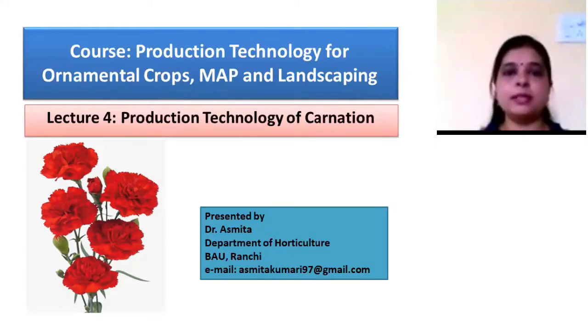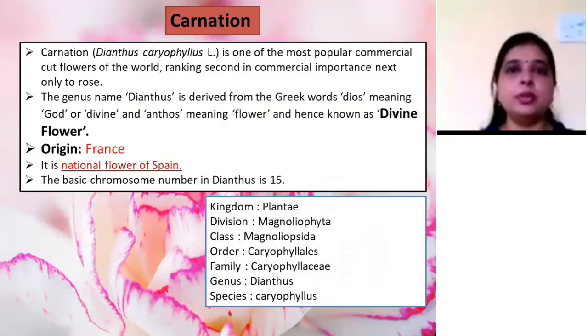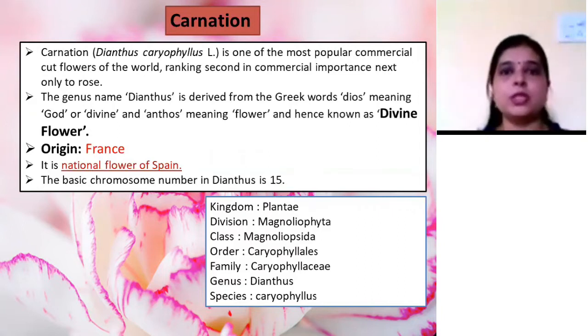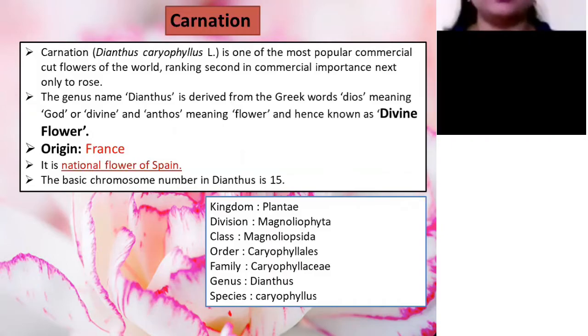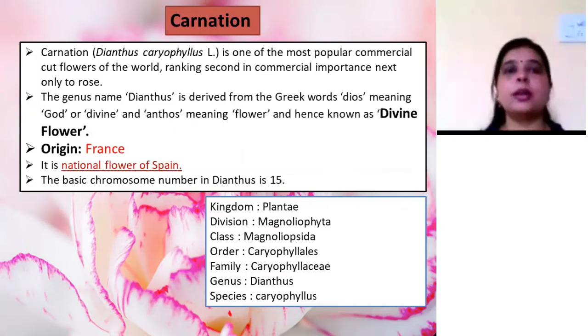Today I will take the class of Production Technology of Carnation. You must have heard of this well-known flower crop, the carnation. It is the most popular commercial cut flower in the world, which ranks next to the rose in commercial importance. Rose, carnation, and chrysanthemum, these three cut flowers share 50% of the market in the world cut flower trade.